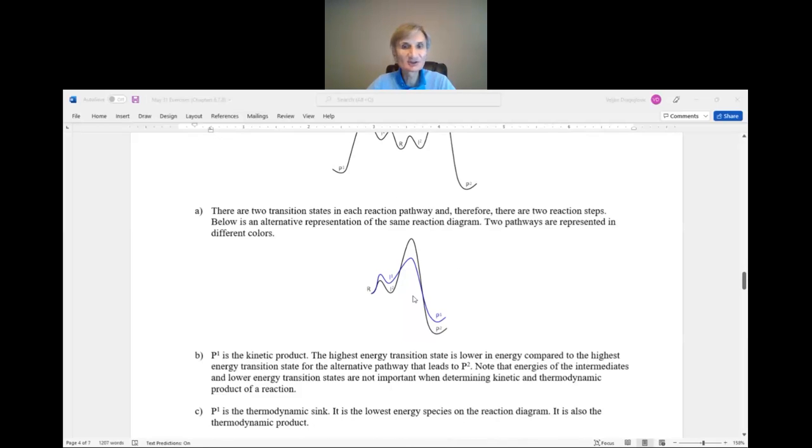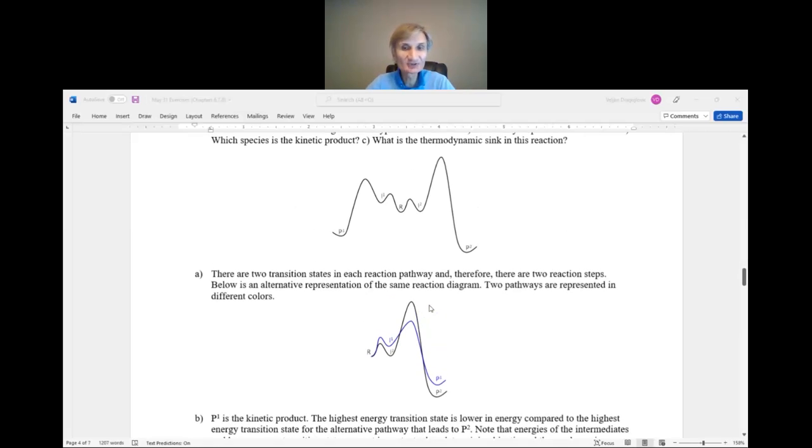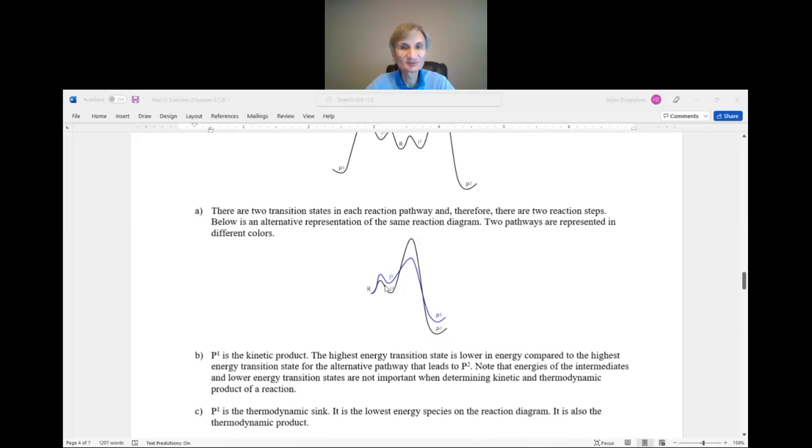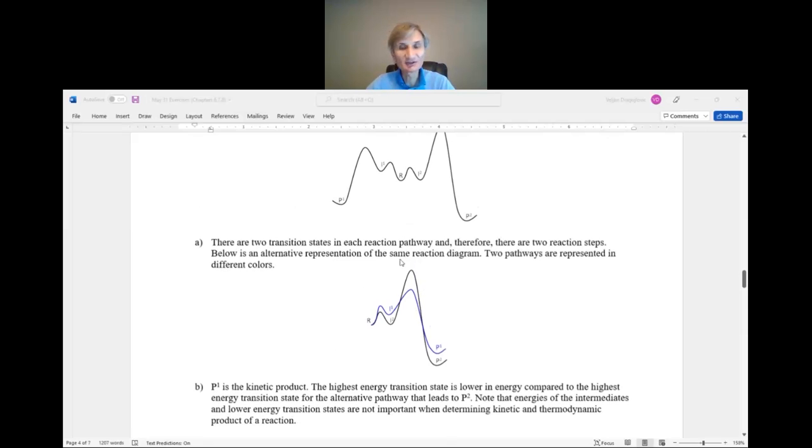Frequently, particularly in more advanced textbooks, we represent those 2 steps like this: a reactant, and then 2 possible pathways. In an introductory course, we often use the representation on top, because this one often confuses students because of the overlapping lines. But both are in use.